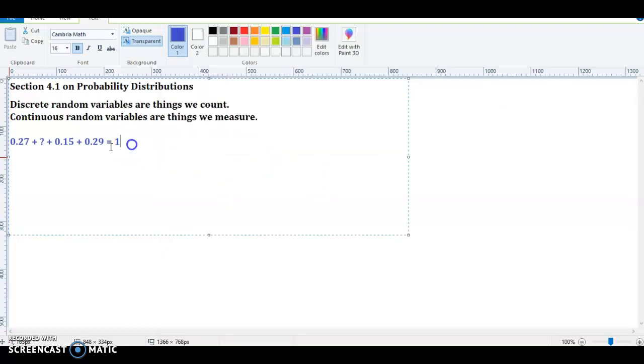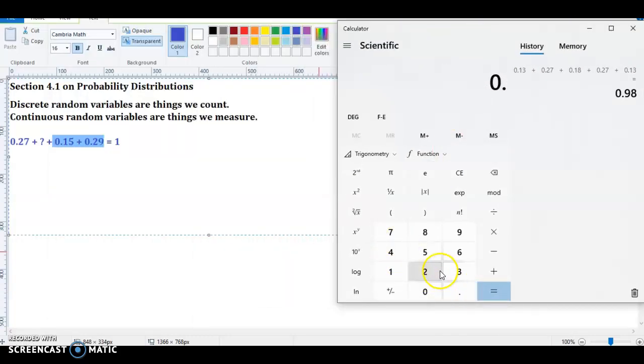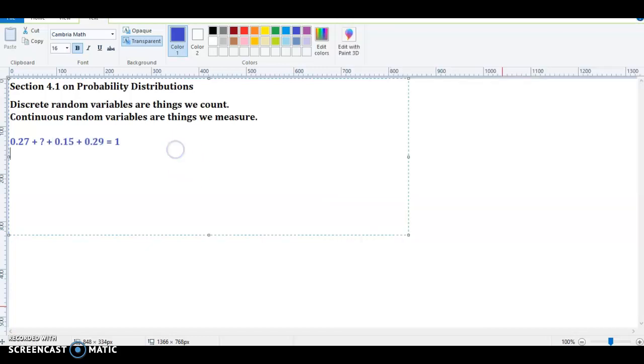So what we need to do then is figure out the sum of the probabilities that we do know. So 0.27 plus 0.15 plus 0.29. Those three probabilities add up to 0.71. So on the left-hand side we have question mark plus 0.71, equal to 1, so the total should still be 1.